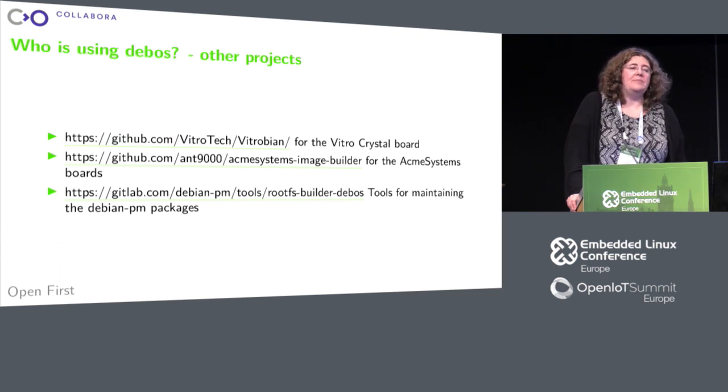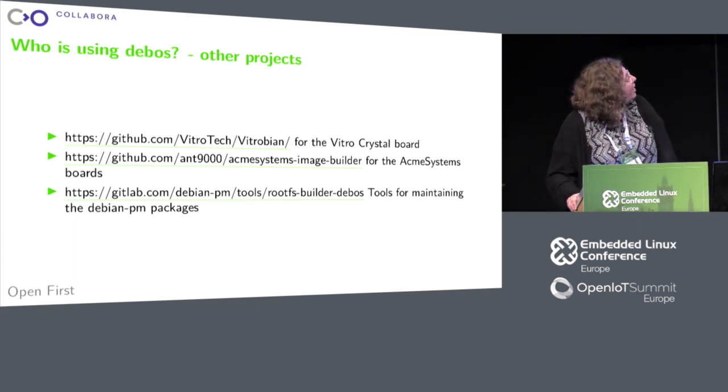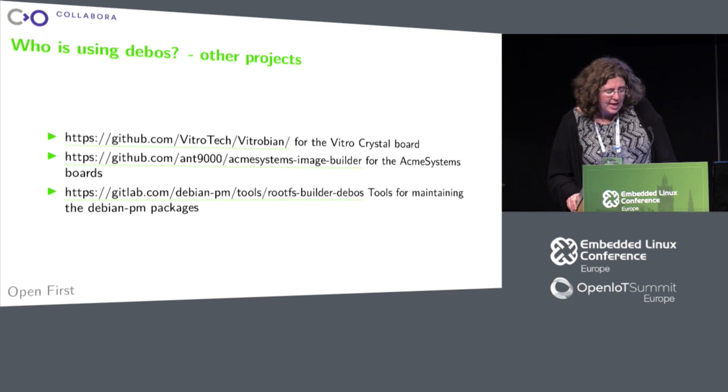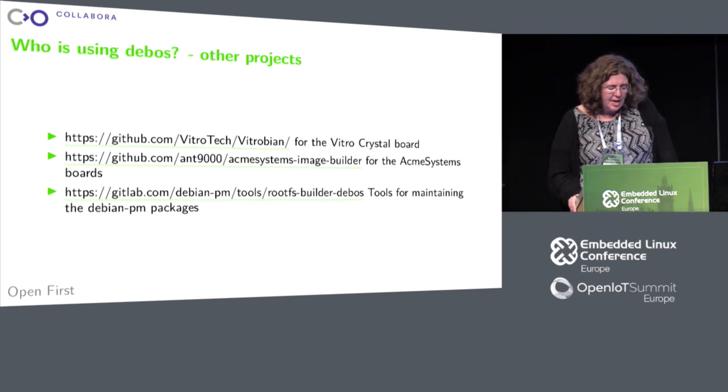And when I was preparing the presentation, I decided to check if somebody else was using Debos out there. And actually, I found very nice examples. The first two examples there, Vitrovian and ACME Systems, are two embedded boards, and they have a good example of what you can do with Debos. The third one is from Plasma Mobile. Plasma Mobile is a project that you can use in Debian. Actually, they are showcasing it at KDE DevOps, if you are interested.